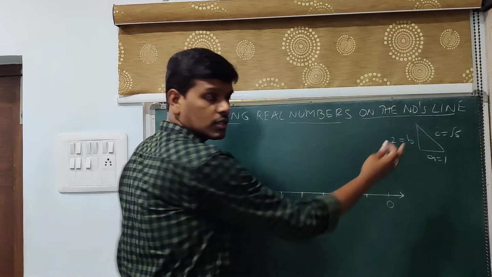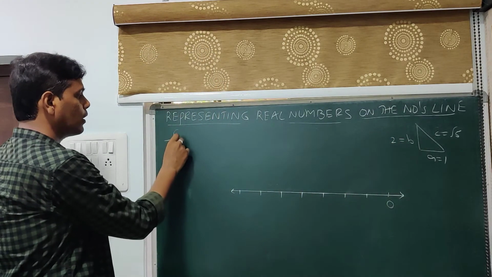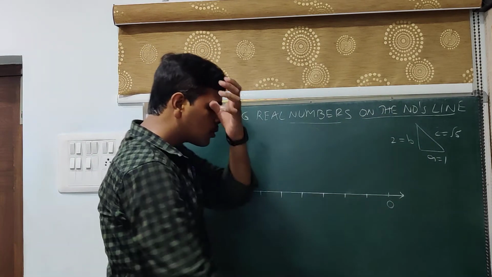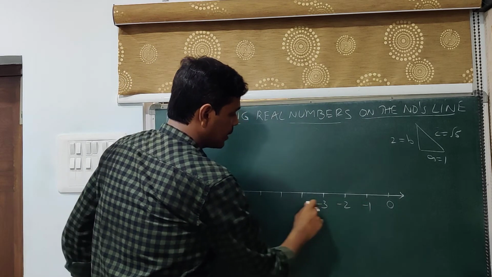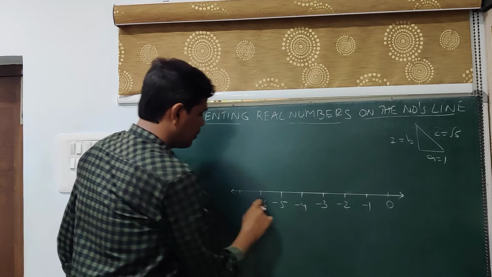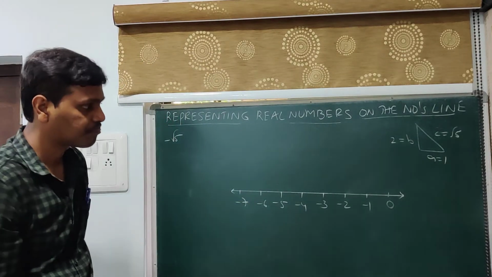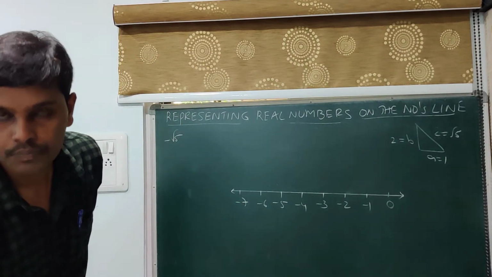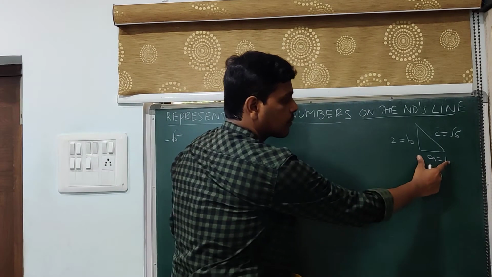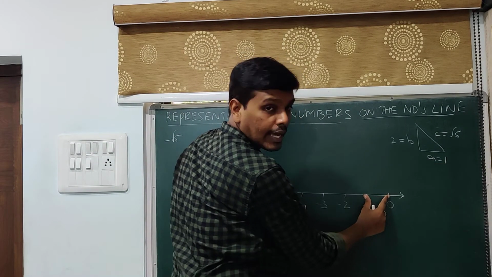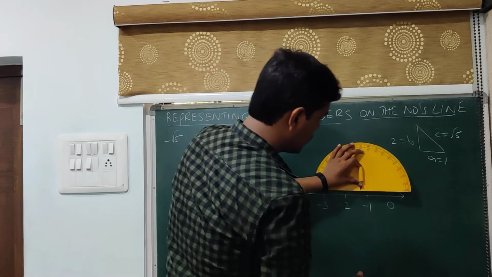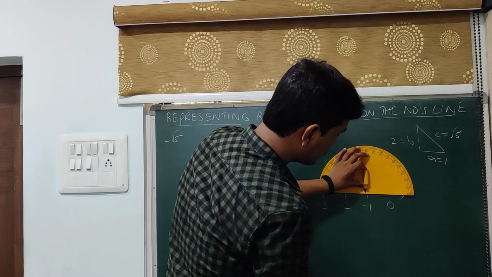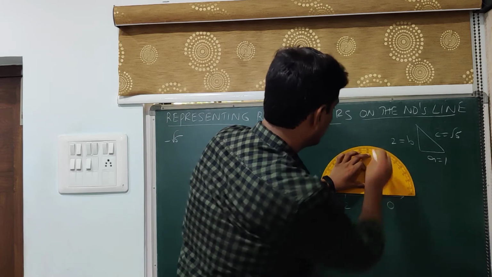I am going with the negative side since I am trying to represent minus root 5 on the number line. If it is plus root 5, we will do it on the right hand side. That gives you no difference. So minus 1, minus 2, minus 3, minus 4, minus 5, minus 6, minus 7. Now, so I have got the base A as 1. So this is what I am taking, A as 1. Now I will construct a right angle triangle. So for right angle triangle we need a 90 degrees. So this is what I am drawing, 90 degrees.